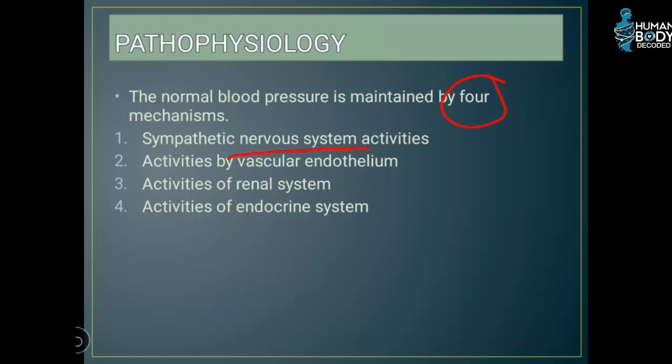One is maintained by the nervous system. The second is through the vascular endothelium. The third is through the renal system, that is the kidney system. And the fourth is through the endocrine system, via glands.